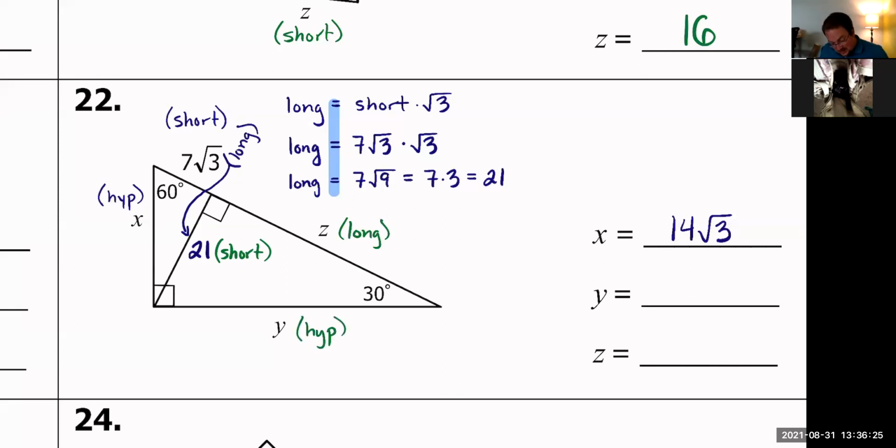Well, I'm in luck then, because if I know the short leg, it's just some quick calculations. The hypotenuse is always 2 times the short leg, so 2 times 21 is going to give me 42. And the long leg is always the short leg times the square root of 3. Well, the short leg was 21 times the square root of 3. I get 21 square roots of 3. And very conveniently, I now have my answer.